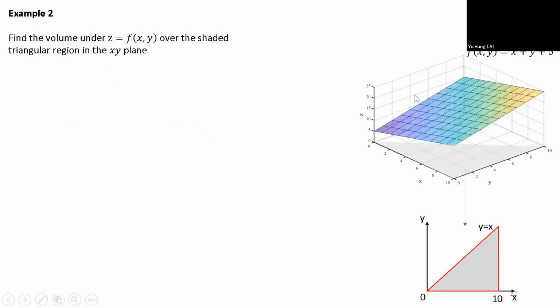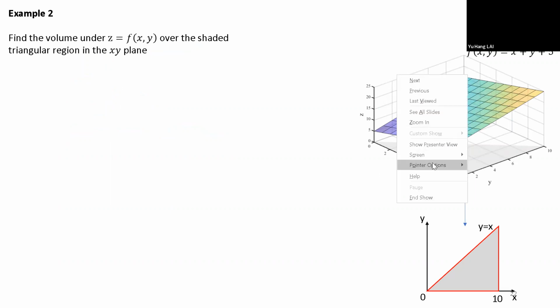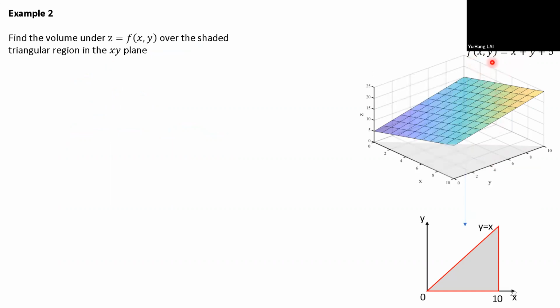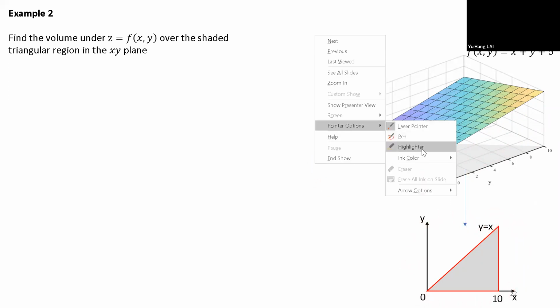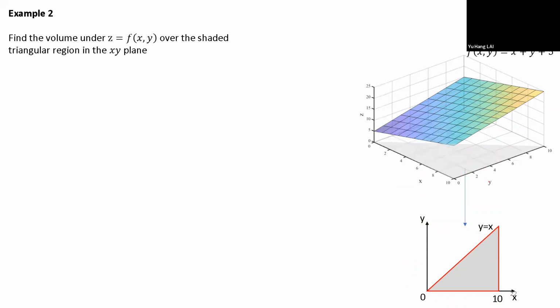Now let's see this example problem here. Again, I'm considering a plane, which you have seen in the last lecture, a very simple function, and again I'm going to consider the volume of the space underneath this plane. But this time, my integration region is a triangle like this. If I try to draw it here, my integration region is a triangle like this.